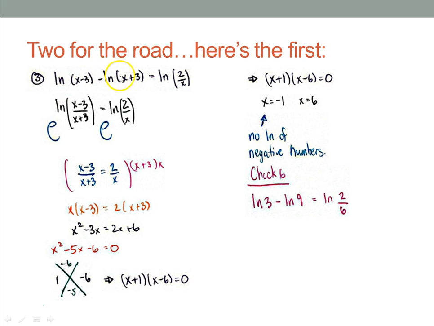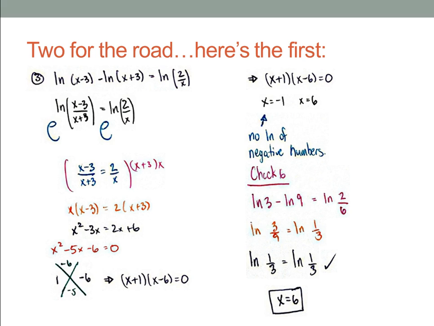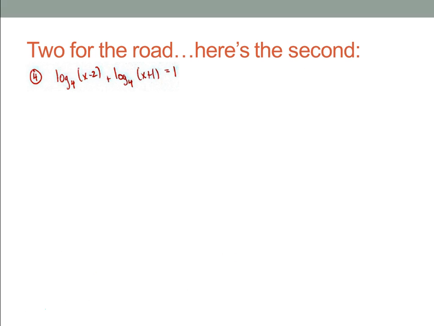By plugging 6 back into our original function, here's what we get. Now remember, when I subtract logarithms, it's just division. So I can rewrite that as a fraction. 2 over 6 does simplify to 1/3, and 3 over 9 also simplifies to 1/3. ln of 1/3 must be equal to ln of 1/3. This checks. x equals 6 is my answer. Whew. First one down. Second one left.